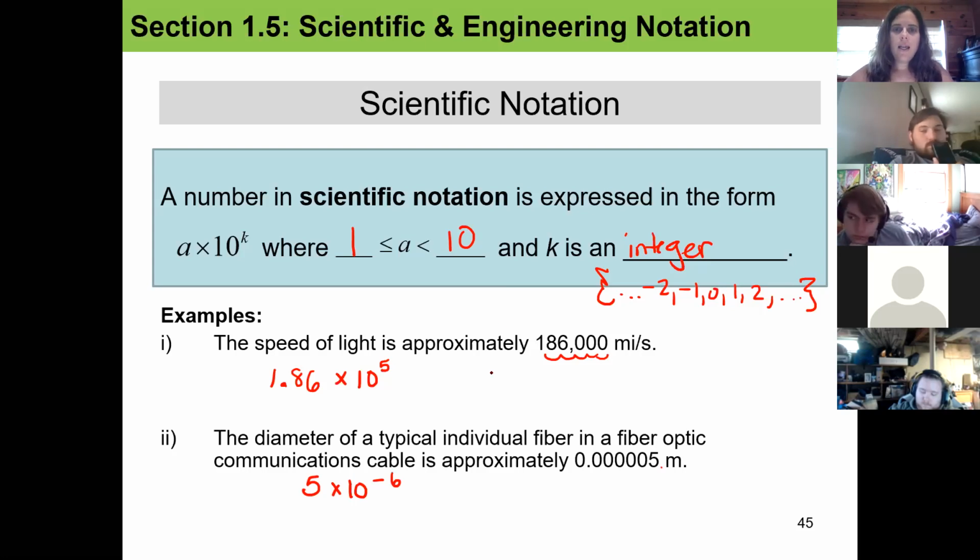Okay, what this really is saying is that 1.86 times 10 to the 5th, well, 10 to the 5th is like a 1 with 5 zeros. It's 100,000.